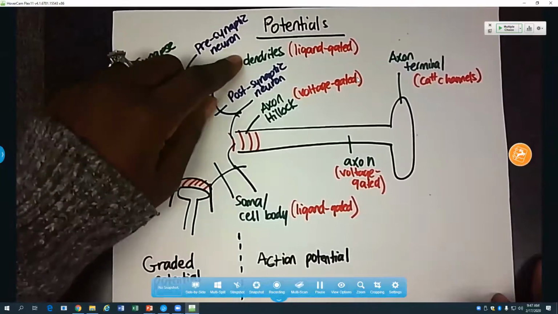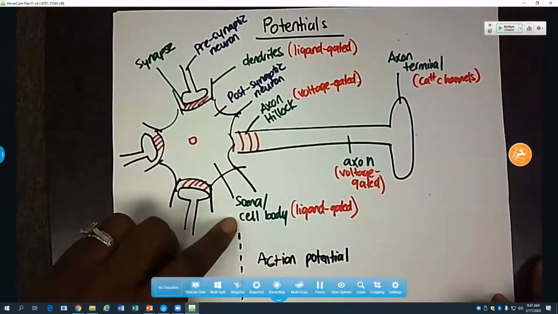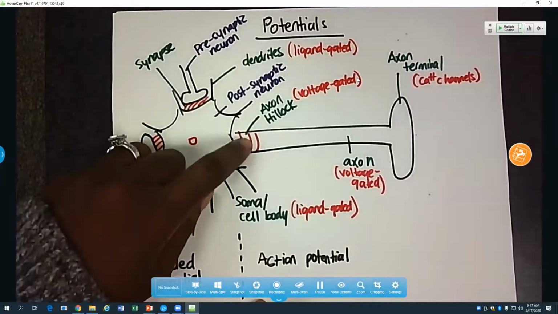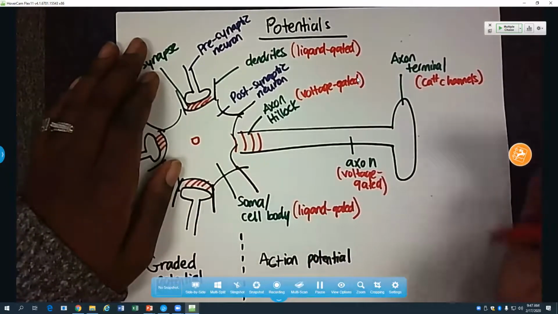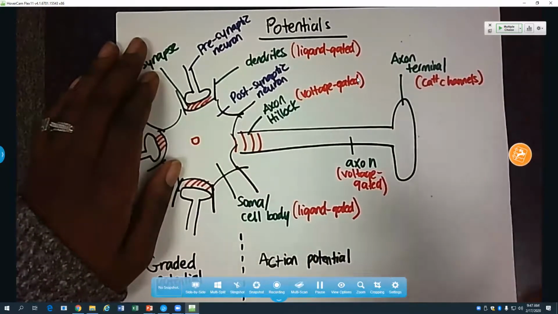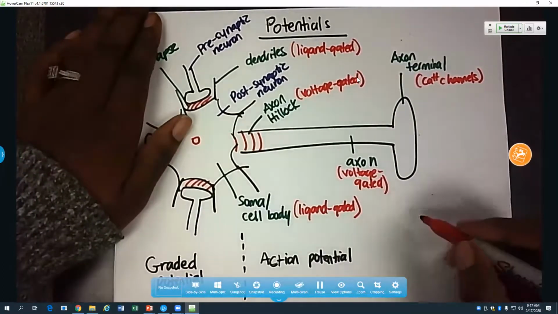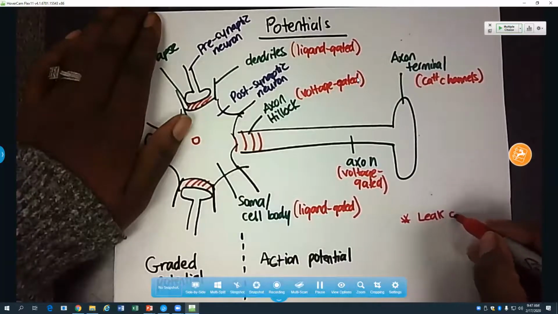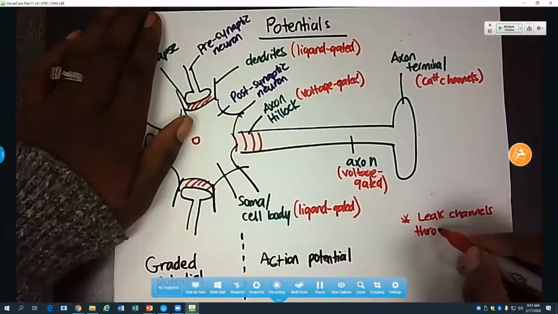All right, so we've got ligand-gated channels at the proximal part of the neuron, the dendrites and the soma. And then we've got voltage-gated channels throughout the length of the axon, but really concentrated at the axon hillock. And then down at the distal part of the neuron is where we have calcium channels that are involved in that neurotransmitter release. And let's also put a note here that we've got leak channels throughout the length of this neuron.